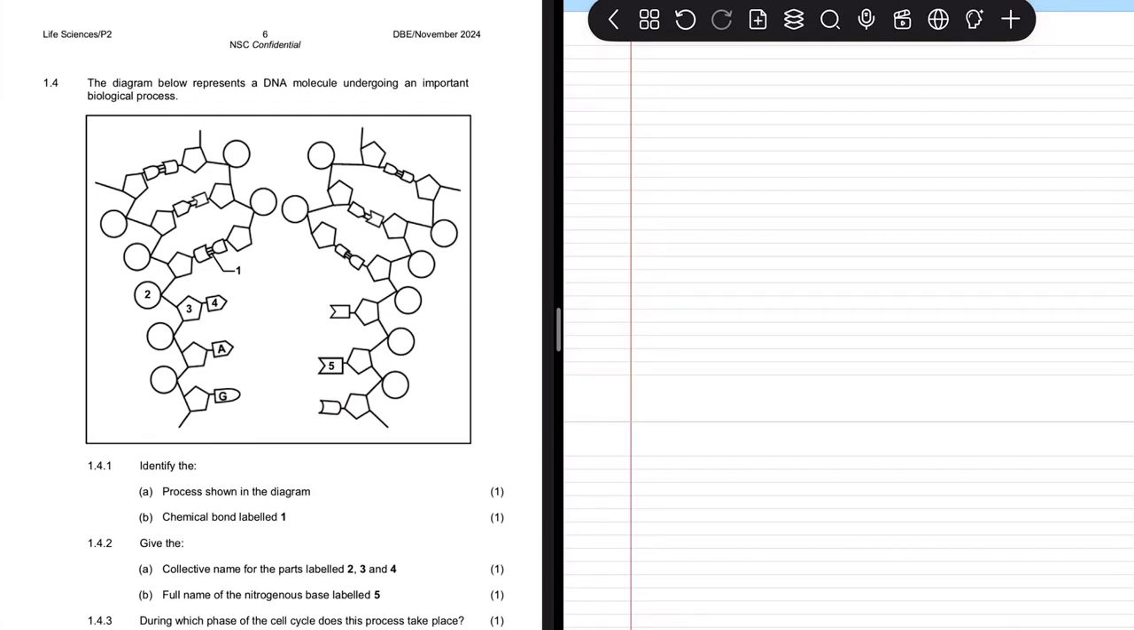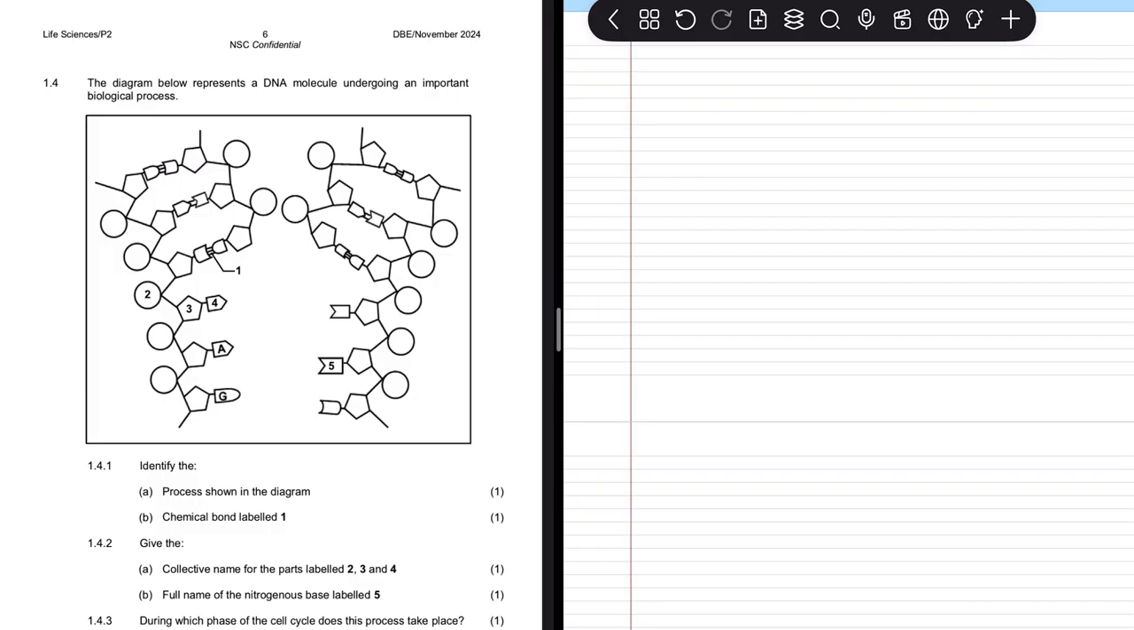All right, we are doing a biology past paper question. This question is worth 6 marks, so we are putting 6 minutes on the clock, and even with explanation and trying to crack my brain, let's get this right. We have a diagram that shows us a DNA molecule undergoing an important biological process.